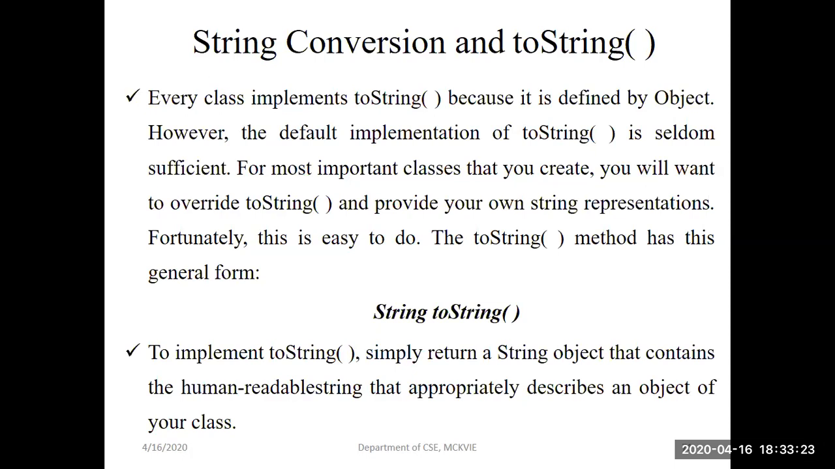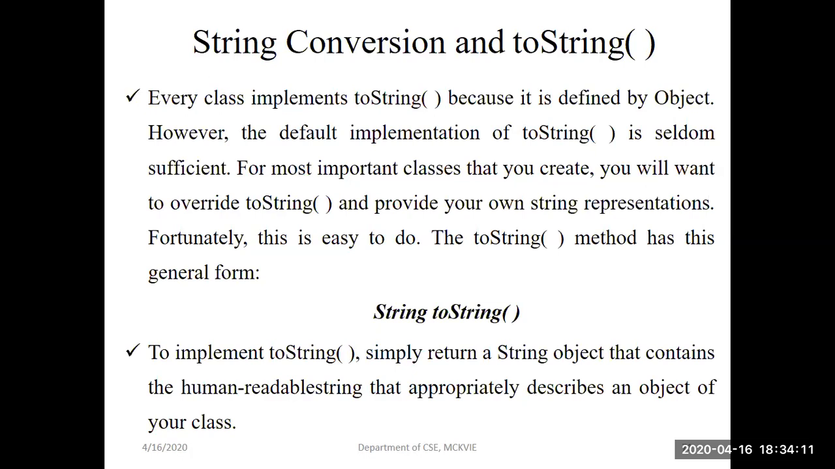Fortunately, this is very easy to do, and the toString method has this general form: String toString. So this method is defined under the Object class. Because the Object class is the parent class of any other class, it can be used by any class in Java. Moreover, the second point says that you can override the toString method, because any class of Java is a child class of the Object class. Next slide, I will show an example of overriding.